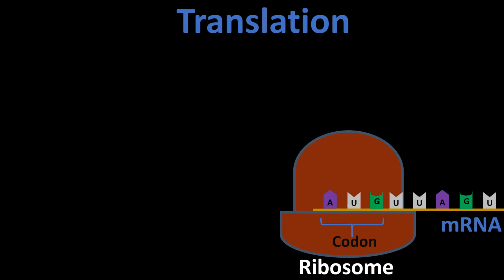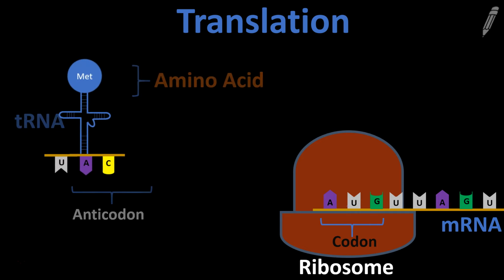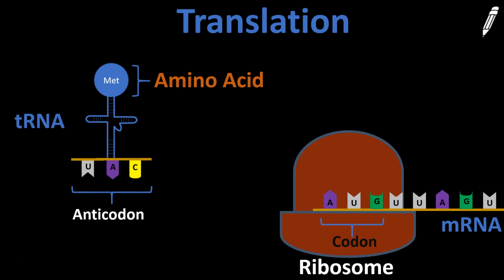What's going to happen next is we get tRNA, which stands for transfer RNA. On the bottom of the tRNA molecule, we have what's called an anticodon. And if you compare these two together, the anticodon and the codon, you can see that they match. They complement each other. At the top of this tRNA molecule, we have one amino acid, MET. That's short for methionine. That's the name of that amino acid.